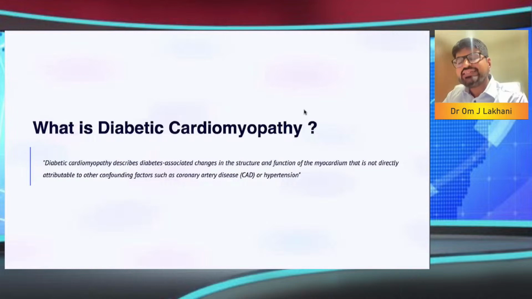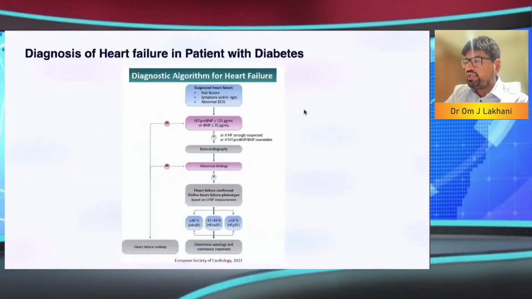Okay. So what exactly is diabetic cardiomyopathy? Now, the formal definition of diabetic cardiomyopathy is that it describes a diabetes-associated disorder of the structure and function of the myocardium, which is not directly attributable to confounding factors like CAD or hypertension. So you have a patient who is having heart failure just because of diabetes, and other causes have been ruled out. So the patient does not have an ischemic cardiomyopathy, or a hypertensive cardiomyopathy, but rather has a cardiomyopathy or a heart failure secondary only to diabetes, and that is basically what is diabetic cardiomyopathy. Very interestingly, it's much more common than we imagine, and often missed out in diagnostic categorization.